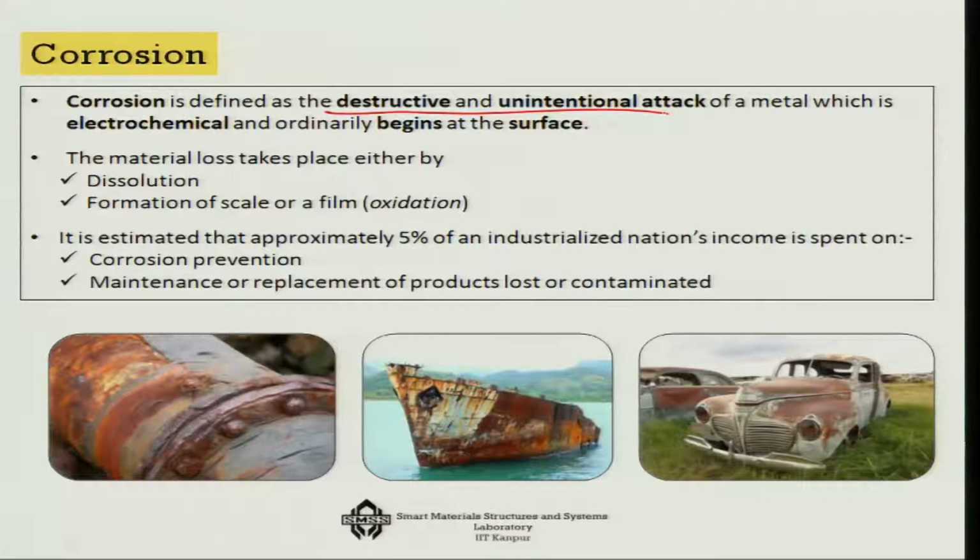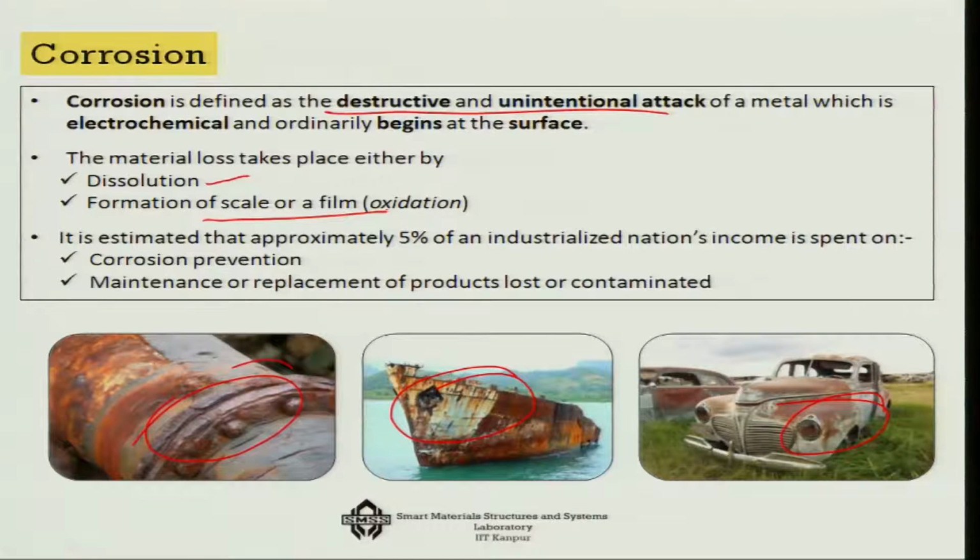And these corrosions are definitely destructive, they are unintentional attacks on structures, and they are basically electrochemical in nature. You can see the corrosion of a ship or an automobile or a pipeline. In every case the corrosion creates a severe problem. Now, the material loss that takes place can be either through dissolution or through the formation of a scale or a film. That means the reaction takes place and the compound forms over the surface like a film or a thin scale.